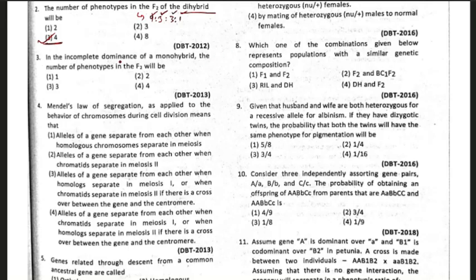What about incomplete dominance of a monohybrid? What is the number of phenotypes in F2? In incomplete dominance, we can see that one dominant character may be red, another may be white, and another is pink, the in-between character of the two alleles, two traits. So we can get 3 types of phenotype: red, pink, and white. So the answer is option 3.